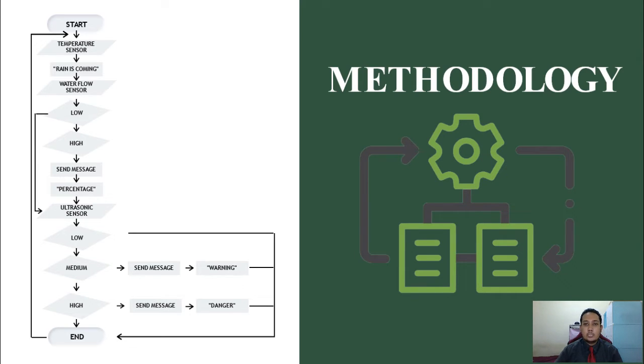There will be three conditions: low, medium, and high. If the water level is low, it will pass to the process. If the water level is medium, it will send the warning to the user. And lastly, for the high, it will send the danger to the user.